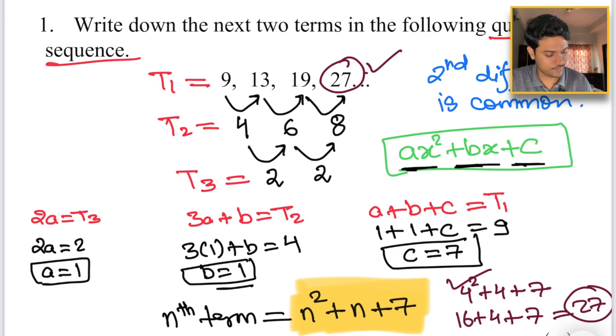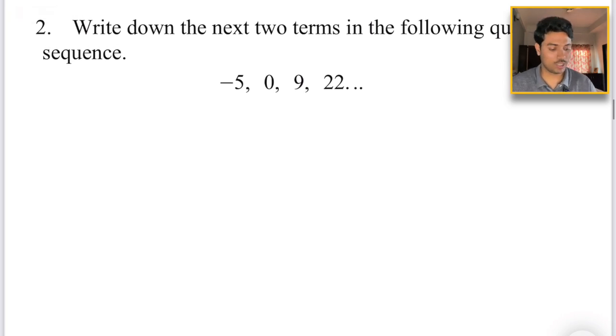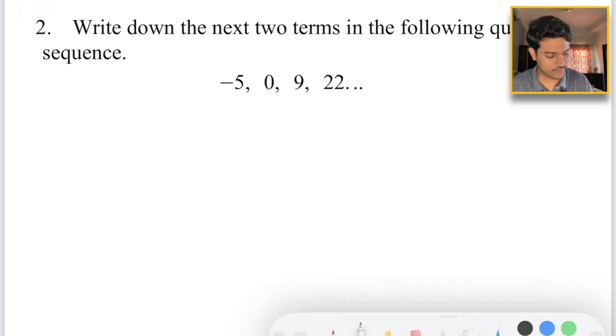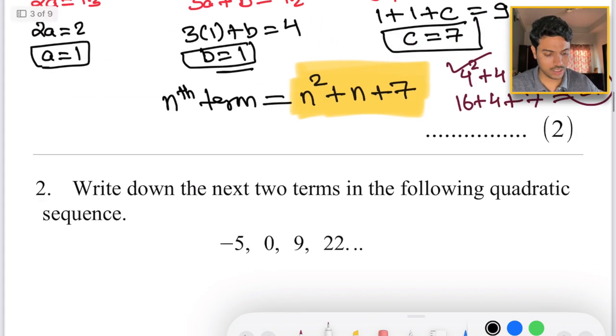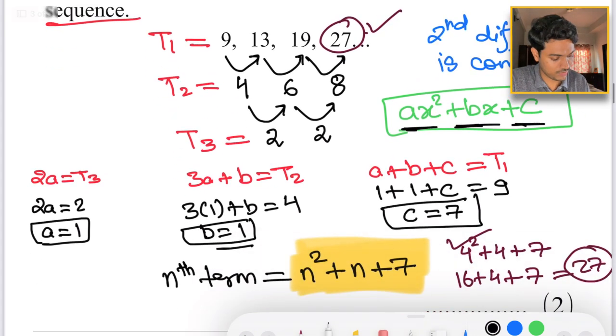Let's check another example. Question 2. It says, write down the next two terms in the following quadratic sequence. So again, in this case, we have to write down the next two terms. In the previous question, we also had to mention the next two terms. So we already have the nth term expression. We have four terms.